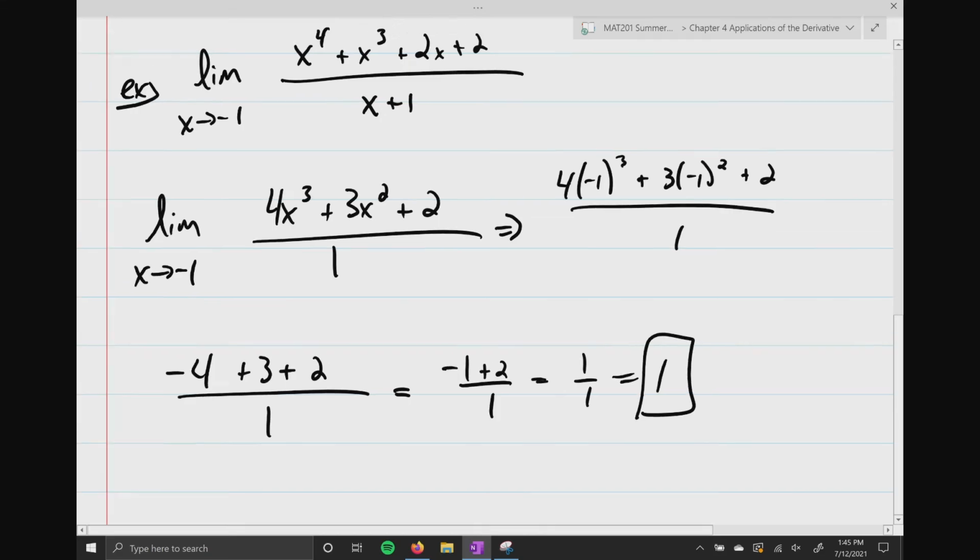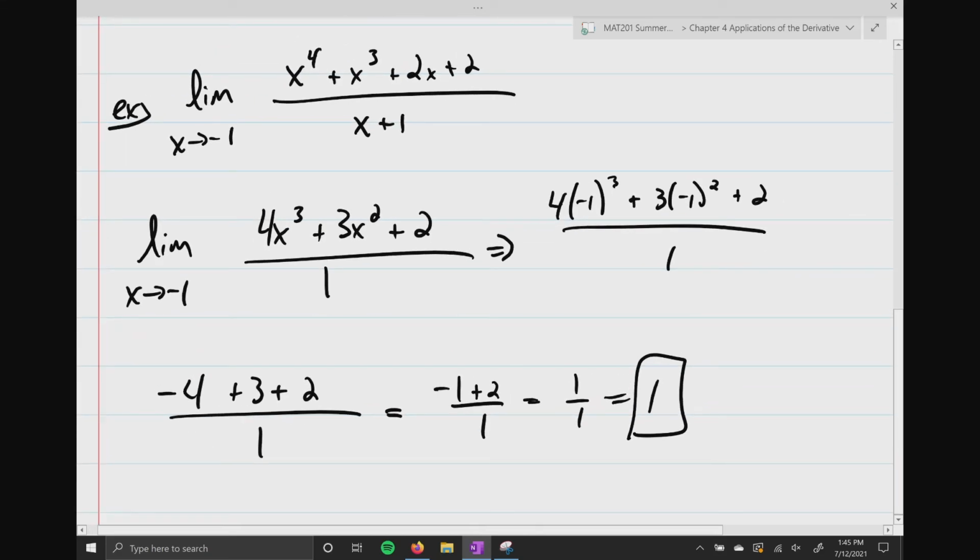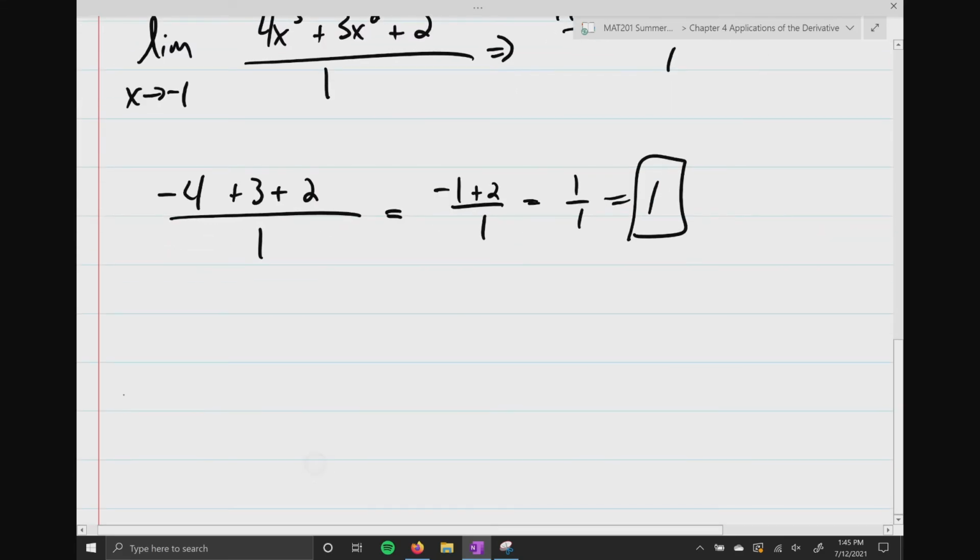So the limit, I'm sorry, the limit as x approaches negative 1 of x to the fourth plus x to the third plus 2x plus 2 all over x plus 1 is nothing more than just 1. And this actually applies to all different types of problems. So, for example, let's look at this one.